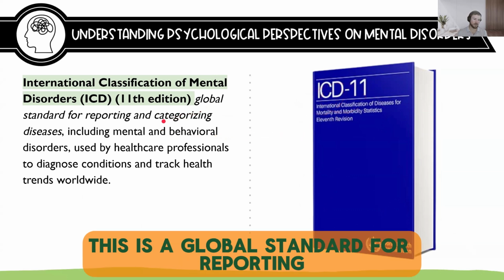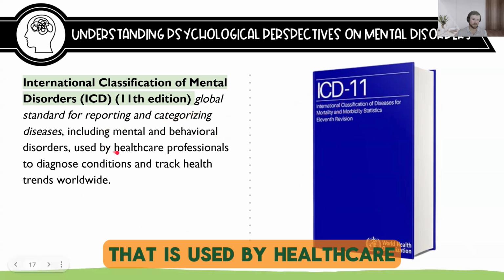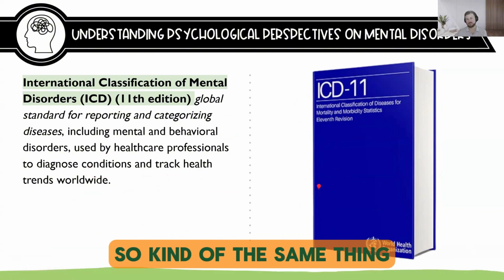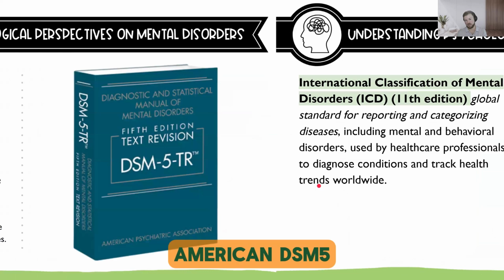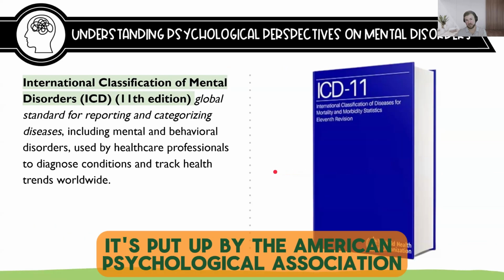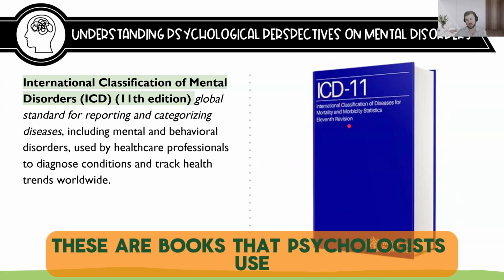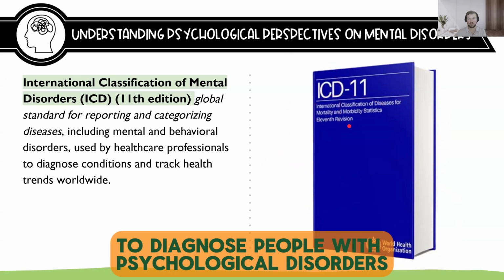This is a global standard for reporting and categorizing diseases that is used by healthcare professionals to diagnose conditions and track health trends worldwide. So kind of the same thing. American DSM-5 is put out by the American Psychological Association. And then the worldwide one, the World Health Organization one, is called the ICD. These are books that psychologists use to diagnose people with psychological disorders.